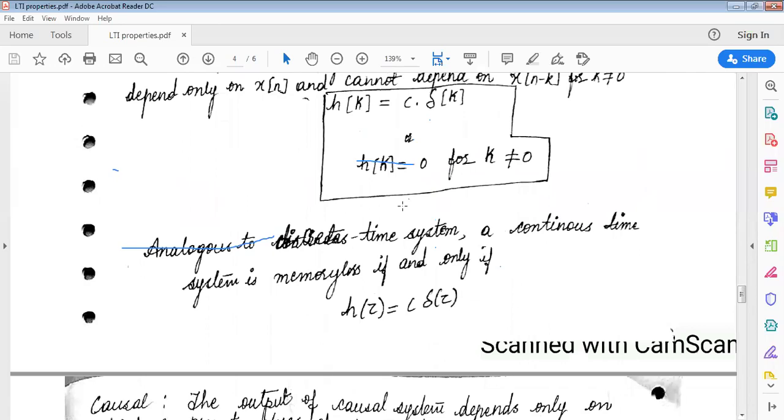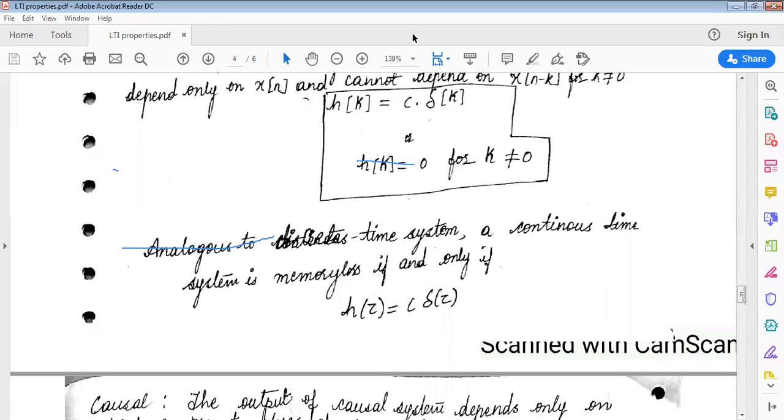Similarly, if you are going for a continuous time LTI system, if you have to make it memoryless, then similar to this, h of tau must be equal to C into delta of tau. Only under this condition, your LTI system becomes memoryless. If this condition is not satisfied, then we say our LTI system is having memory. Are there any doubts here?